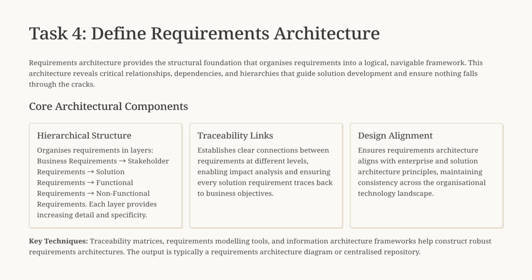Each layer adds more specificity and granularity. Traceability links. These links establish cause and effect relationships, ensuring that if one element changes, you know exactly what else is impacted. Design alignment. Your requirements must align with enterprise architecture and solution design principles, maintaining consistency across systems and departments. For example, if your company already follows an enterprise-wide data standard, your requirements architecture must respect that, not reinvent it.